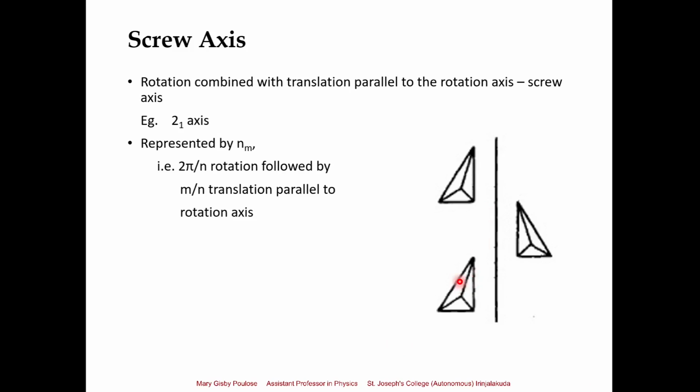So in general, this structure will be rotated by 2 pi by n, and it will be translated by m by n factor. So by 2_1 axis, we mean that this structure is rotated by 2 pi by 2, that is 180 degrees, and it is translated by 1 by 2, half of the lattice vector. The lattice vector is usually defined as the distance between two nearby atoms, right? And here it is rotated by 180 degrees and translated along the rotation axis by half a lattice vector. And this structure is achieved. We get the next lattice point, right? Hence, here it is having the 2_1 axis.